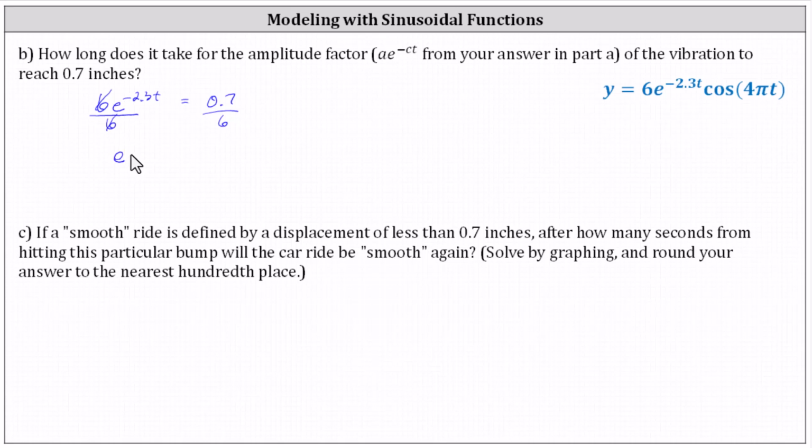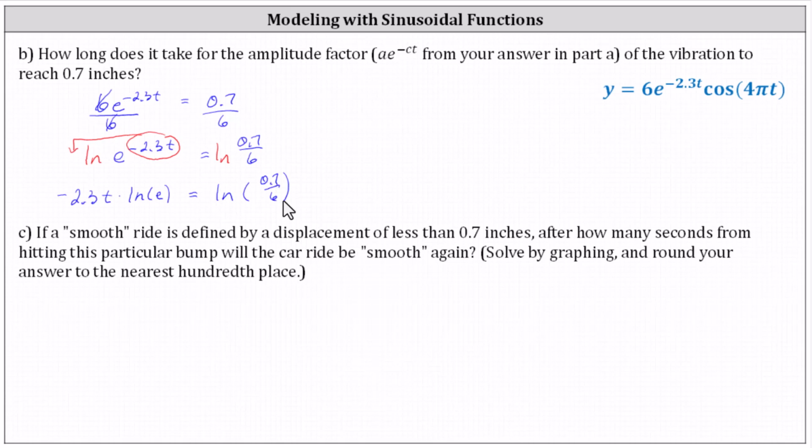Simplifying, we have e to the power of negative 2.3t equals 0.7 divided by 6. Next, we take the natural log of both sides of the equation. On the left side, we apply the power property of logs and write the left side as negative 2.3t times natural log e, equals natural log of the quotient of 0.7 and 6.